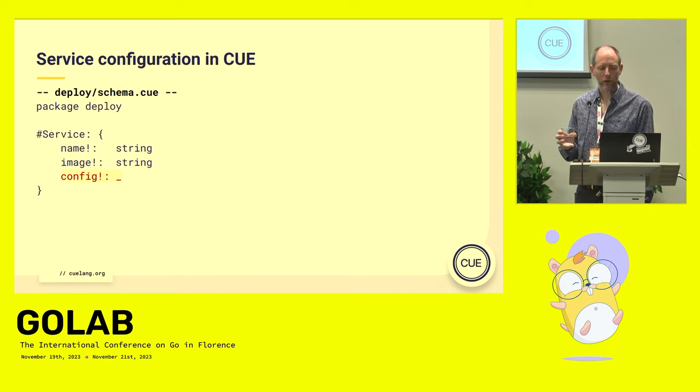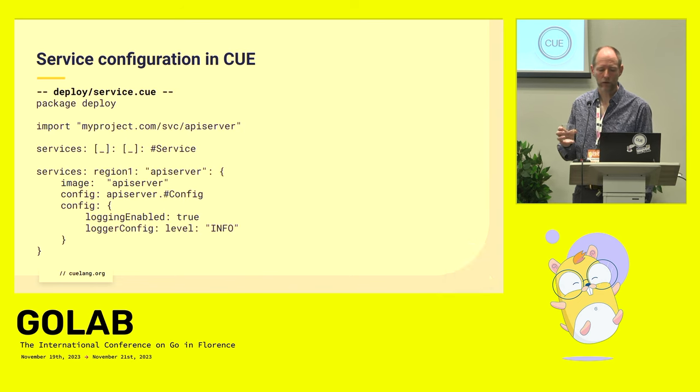And this config field will hold the actual configuration data that will be passed to our Go program in the container running that image. Here, the underscore symbol, which we also call top, represents anything at all. Because we're defining something generic across all our services, we can't necessarily say anything about the configuration a given service will expect.